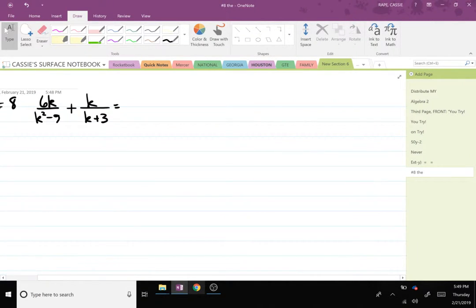6k in the numerator right here, I'm going to ignore it, over k squared minus 9. That is the difference of two perfect squares, which factors to k plus 3 times k minus 3. Then plus k over k plus 3 is already factored.